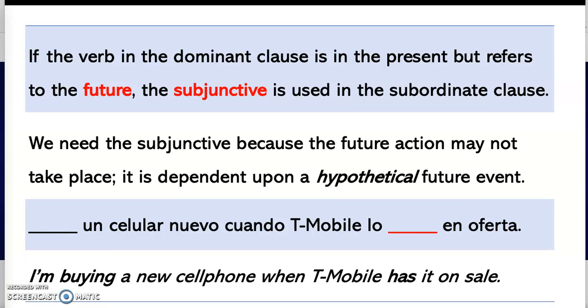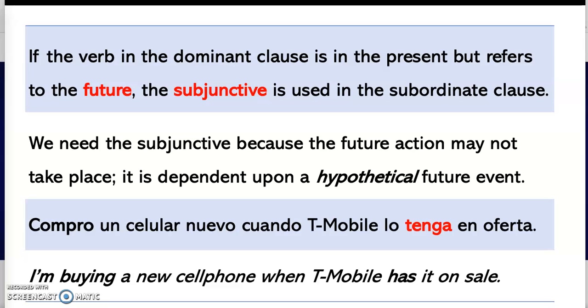Our sentence, I'm buying a new cell phone when T-Mobile has it on sale. Again, I'm using the present tense for my dominant clause, but the subjunctive in the dependent. Compro un celular nuevo cuando T-Mobile lo tenga en oferta. Now notice, compro is the same word as we just had in our earlier sentence. The difference is in Spanish, the simple present means both I buy and I'm buying.